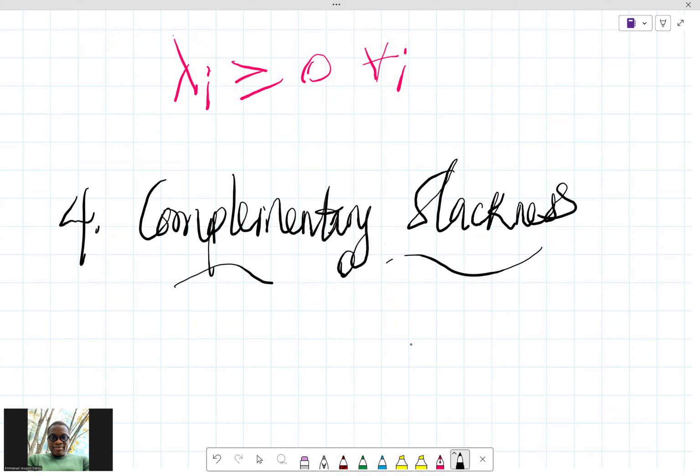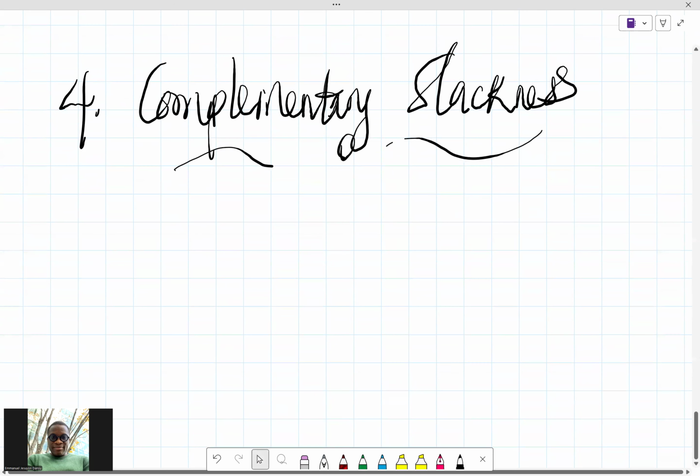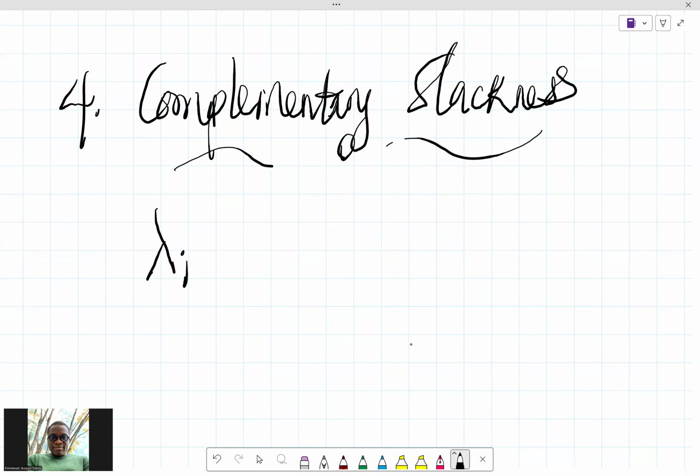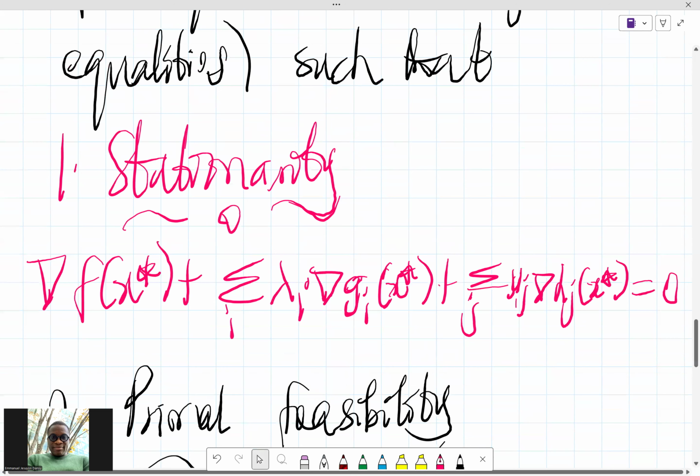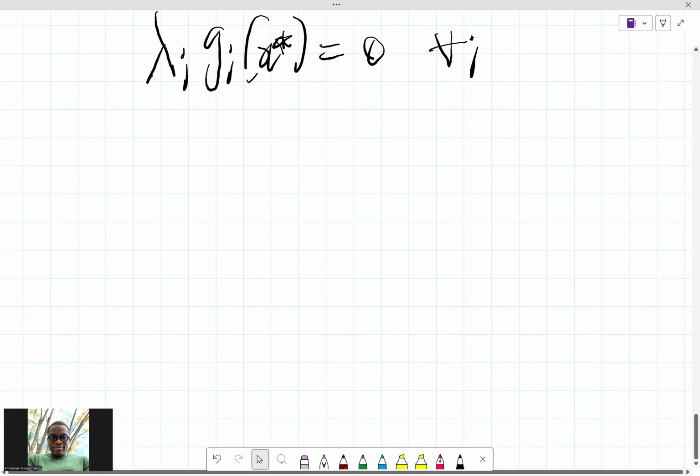So stationarity, primal feasibility, dual feasibility, and complementary slackness. What this simply tells us is that the Lagrange multiplier multiplied by the inequality constraints evaluated at x star is always equal to 0 for every i. So all these four conditions now are the Karush-Kuhn-Tucker conditions.